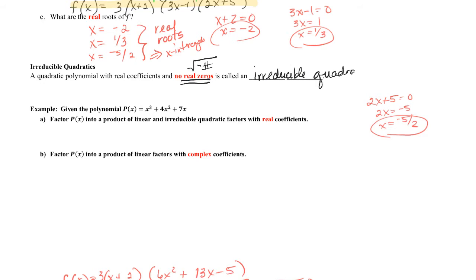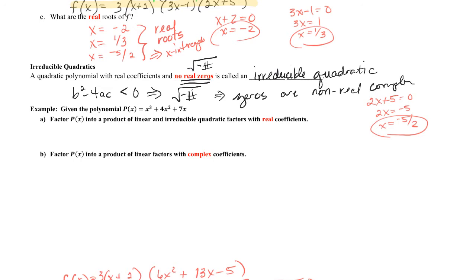And again, what that tells us is that the discriminant, the value under the square root, is less than 0, and that would produce the square root of a negative number, which means when you solve that, you're going to still have zeros, but they're just not x-intercepts. Your zeros are what we call non-real complex numbers.